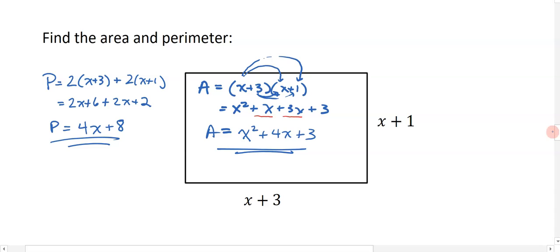Please remember, if I give you the dimensions of a rectangle to calculate the area, you would multiply them, exactly what we're doing. If I ask for the perimeter, however, perimeter is add up all the outside edges, or in other words, take twice the width plus twice the length, right? So know the difference between when I ask for perimeter and when I ask for area. This is a simplified expression for perimeter. This is a simplified expression for area.